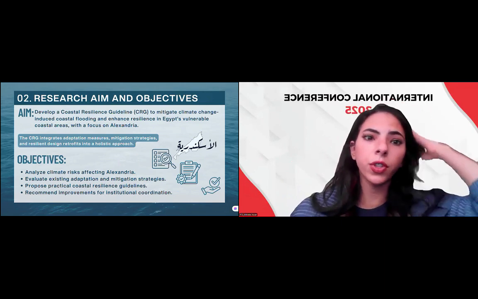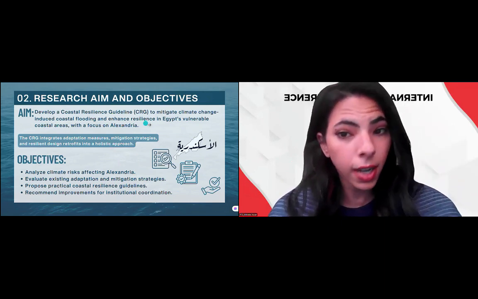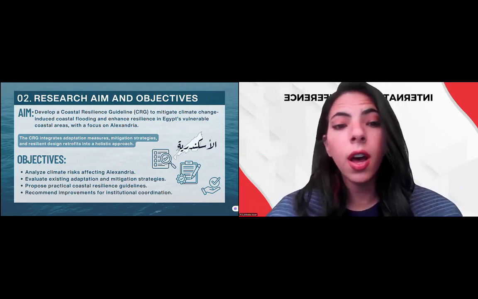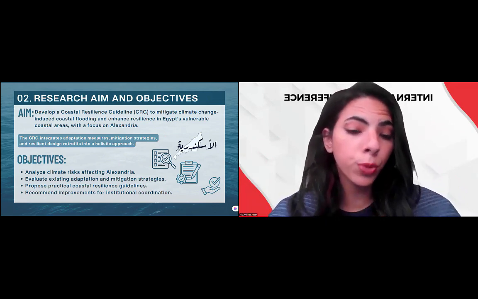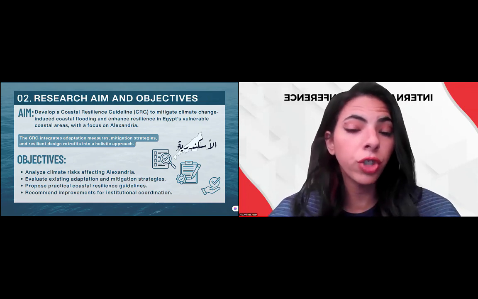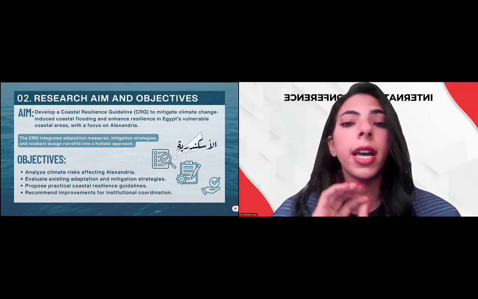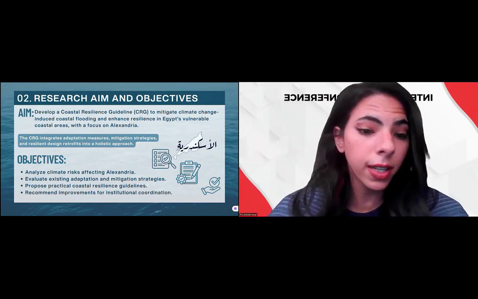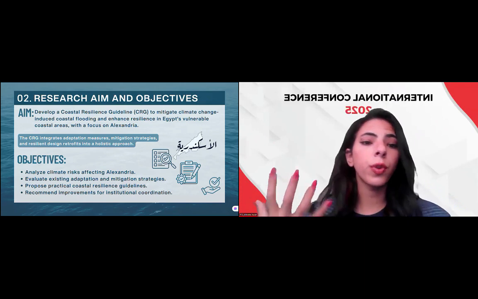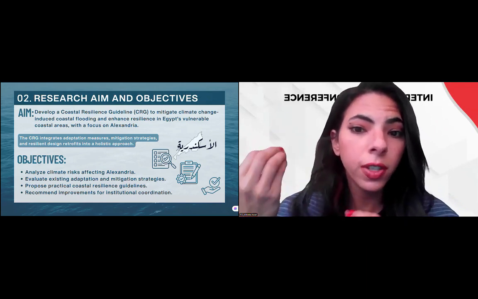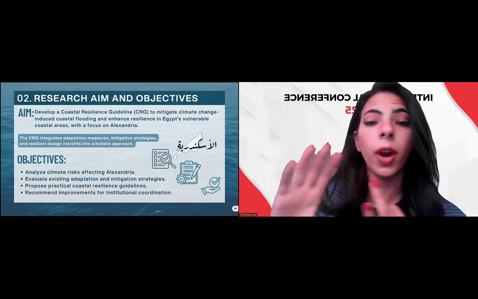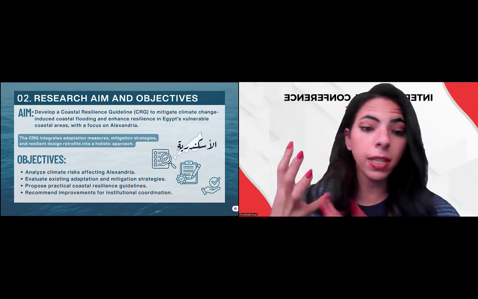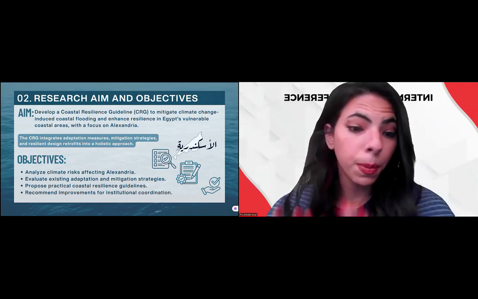So the aim of this research is to develop a coastal resilience guideline that helps the mitigation of climate-induced coastal flooding and ensure that vulnerable Egyptian coastal regions, particularly Alexandria, have the capacity to actually be resilient against these predicted hazards. So it integrates a bunch of strategies. You have adaptation measures, you have mitigation measures, and resilient design, and of course, policy, because without it, none of that could actually be adopted.